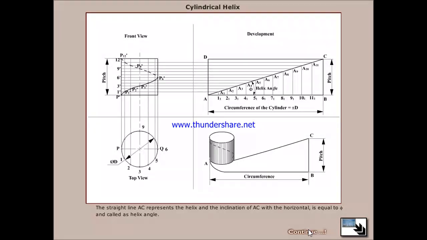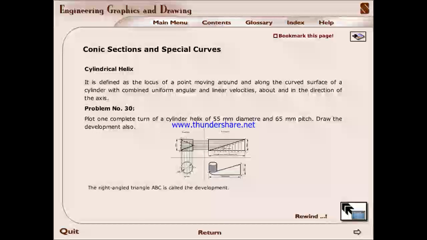The straight line AC represents the helix, and the inclination of AC with the horizontal is equal to the helix angle. Now the right angle triangle ABC is called the development. With this concept, the conic sections and special curves last topic, cylindrical helix, is completed.